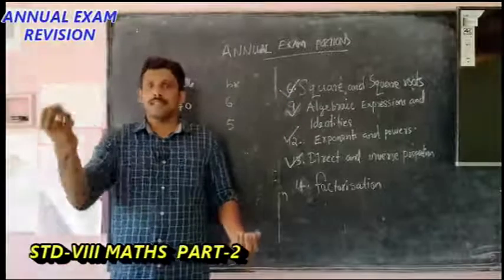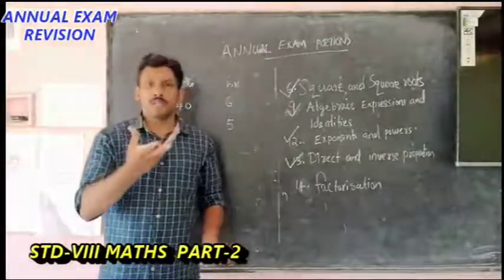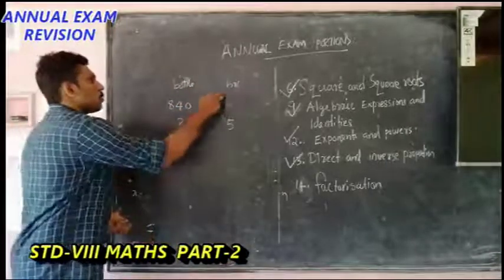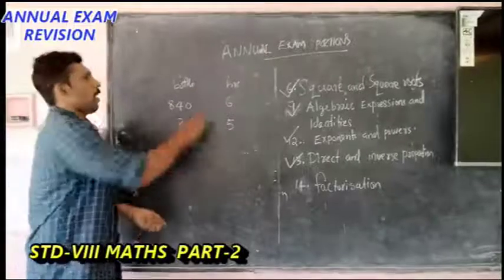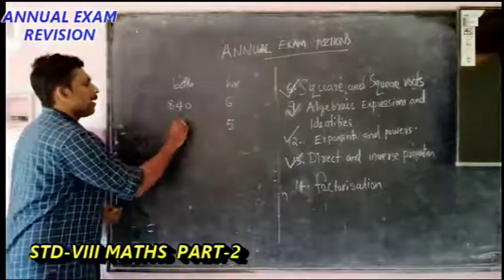If the x value is increasing, the y value is also increasing. So that type of situation is called direct proportion. Here is a direct proportion. So in 6 hours we can fill 840. So in 5 hours we don't know, so you can take it as x.